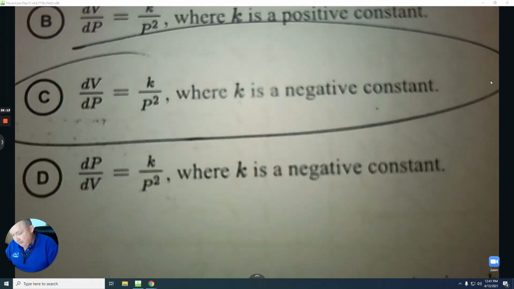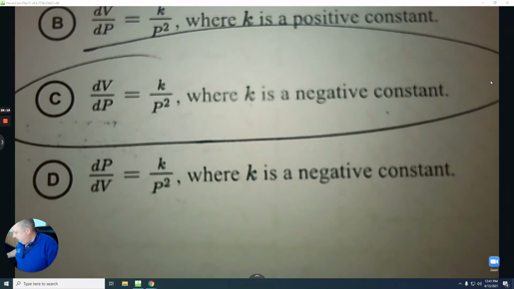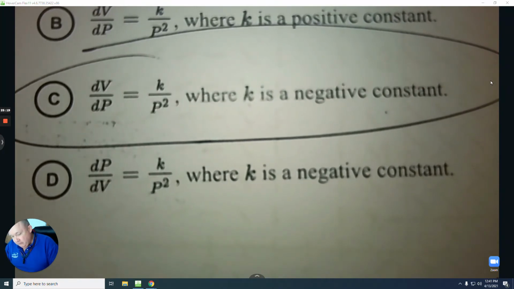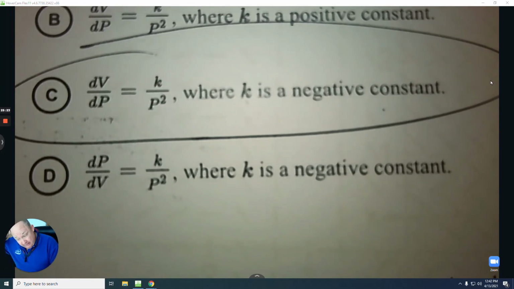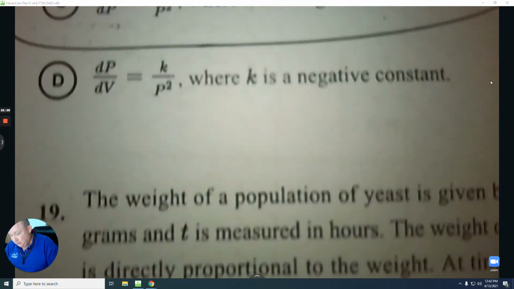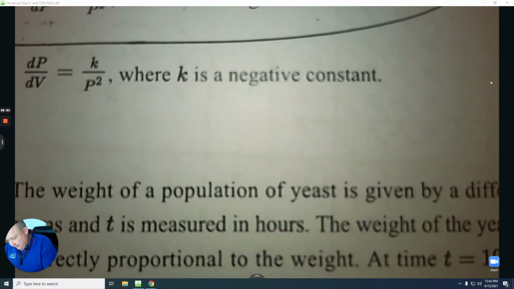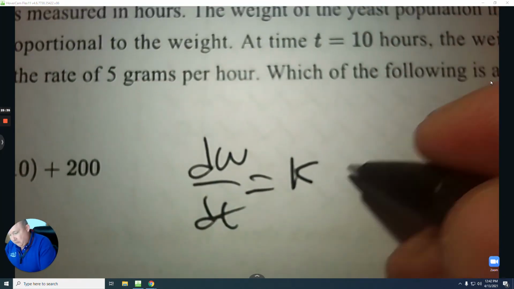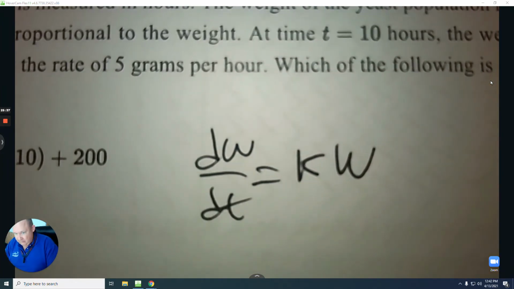Number 19, the weight of yeast is given by a differential equation, W, where W(t) is measured in grams and t is measured in hours. The weight of the yeast population increases with respect to time at a rate that is directly proportional to its own weight. So that's dW by dt equals some k value times its own weight. There it is. We know if we integrated that, it would be Pert, or Ce^(kt).